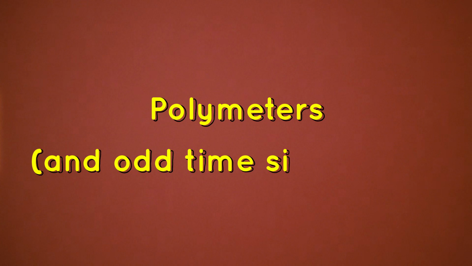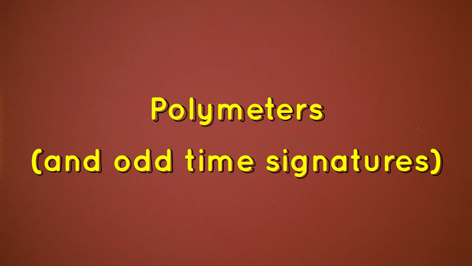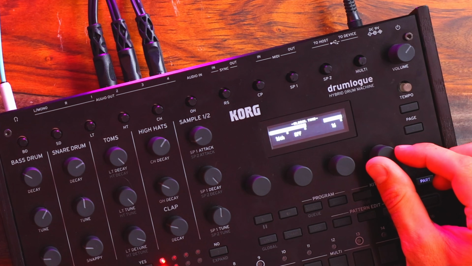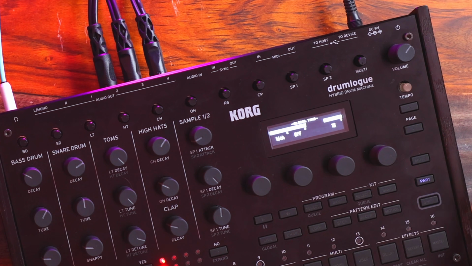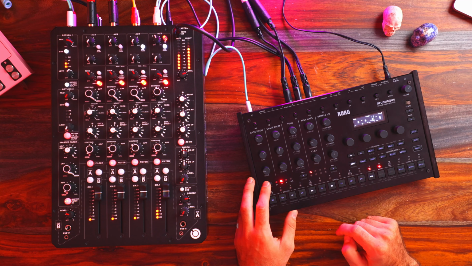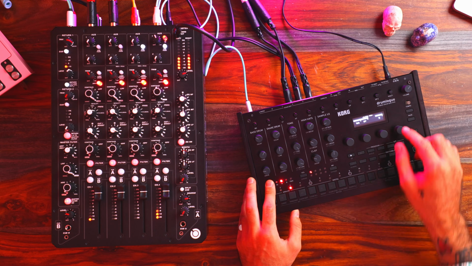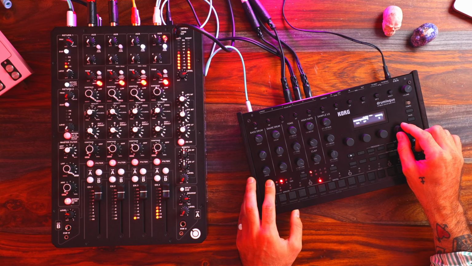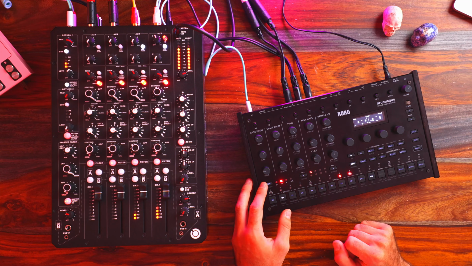So if we want to step into odd times for all of the patterns together, we could definitely do that. Like I could just change the length of this to, let's say, 15. Pretty cool, actually. Let's go back to 16. But I'm also able to do that on an individual voice basis. Or maybe I should say individual drum basis.